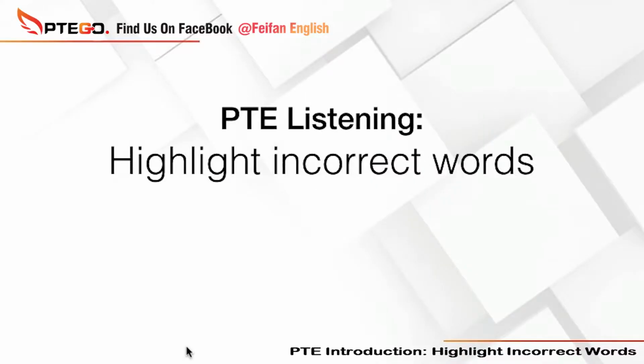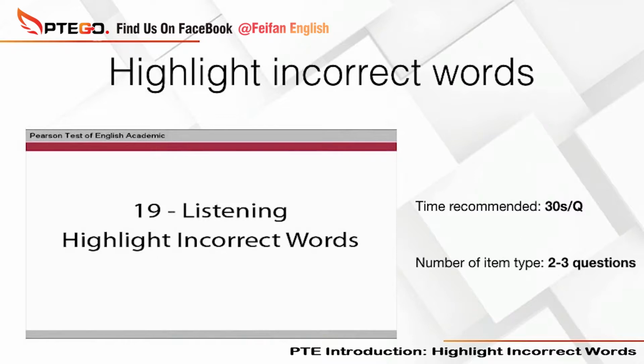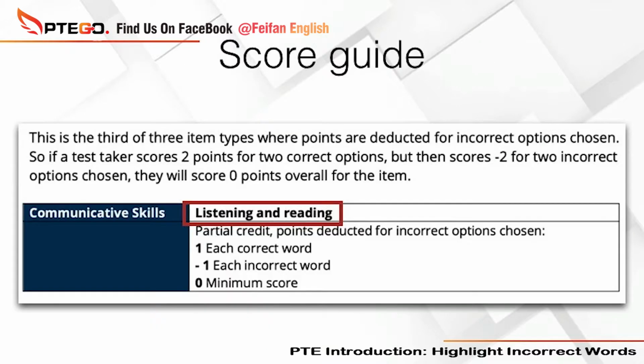A big welcome to all those who are preparing for their exams, and this video is definitely going to help you in understanding the PTE listening part much better. The question type we are discussing in this video is highlight incorrect words. This is a question type which gets scored both in listening as well as in reading. So listening and reading both are being scored in such a question type.